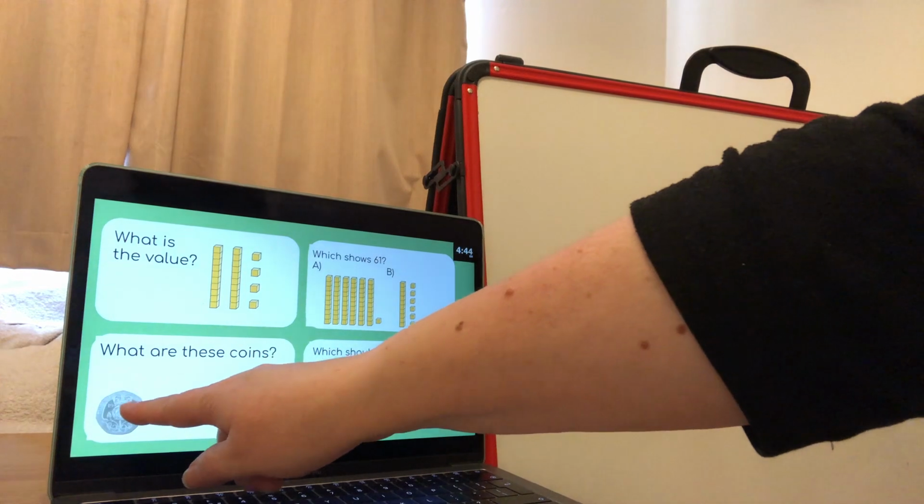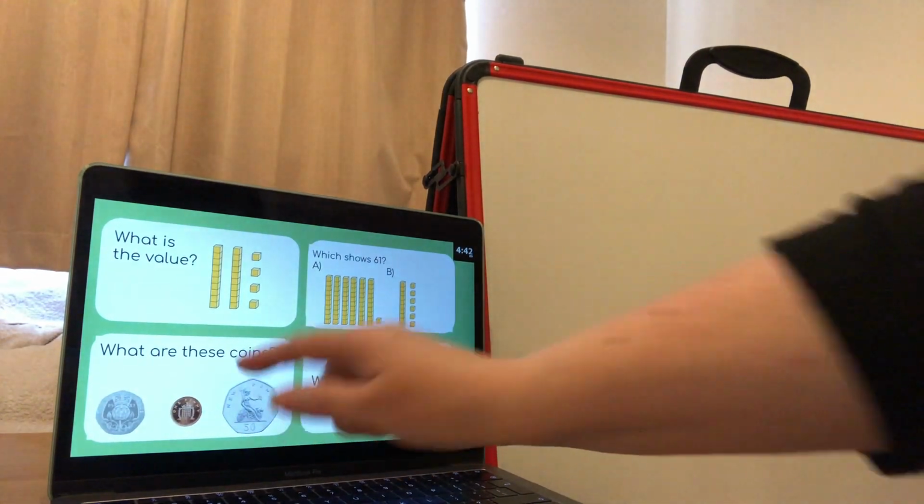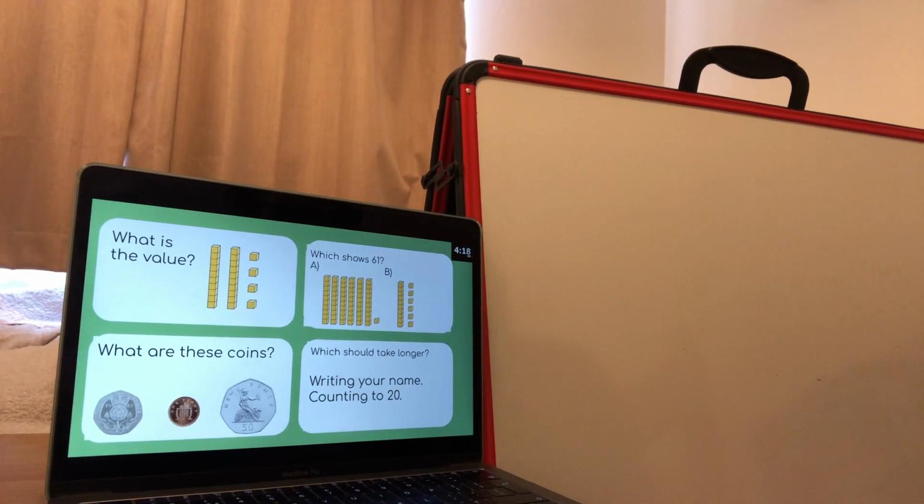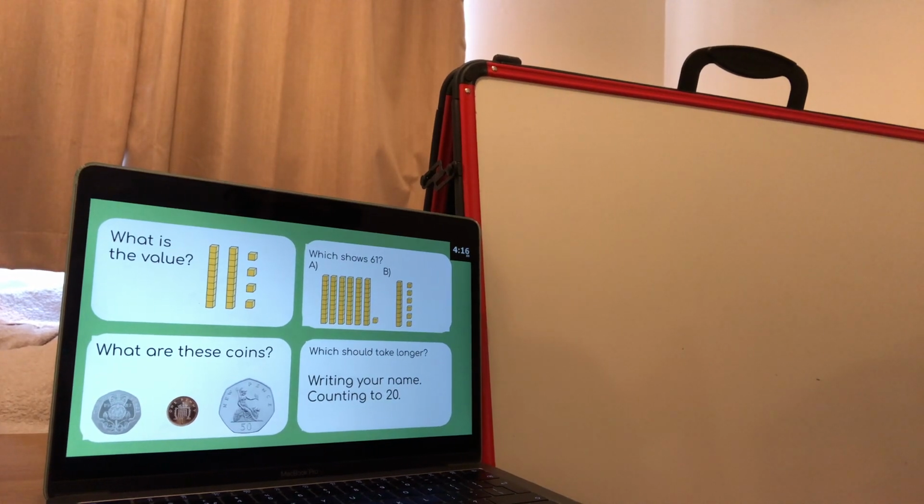Question 3, can you write down the value of each coin? How much are they each worth? And the last one, which one would take a longer amount of time to do? Writing your name or counting to 20? Can you predict which one would be longer? And then maybe have a go and time them and see which one really takes you longer. Okay, I'll pause the video, give yourself 5 minutes to get on with these questions.